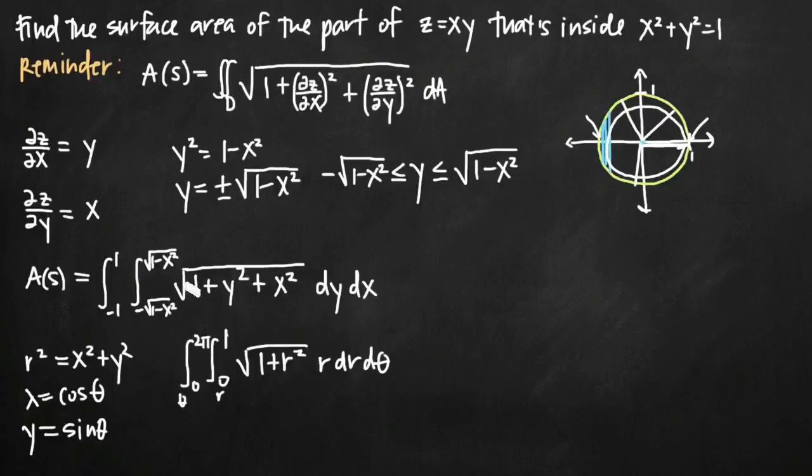Now, as you can see, changing from Cartesian to polar coordinates makes our integral look a lot simpler, so it's going to be easier to solve. The way that we're going to solve it is with u substitution.